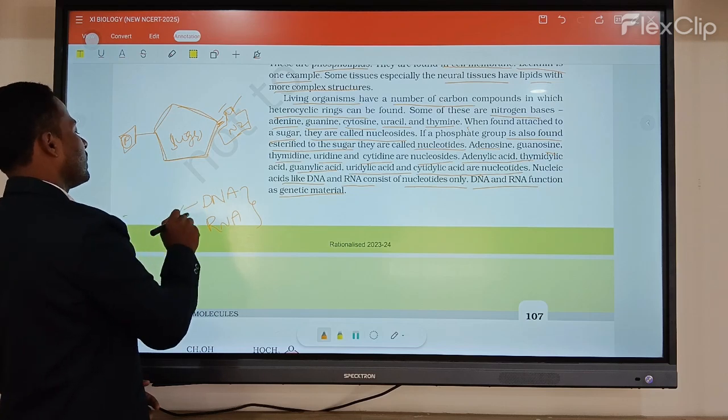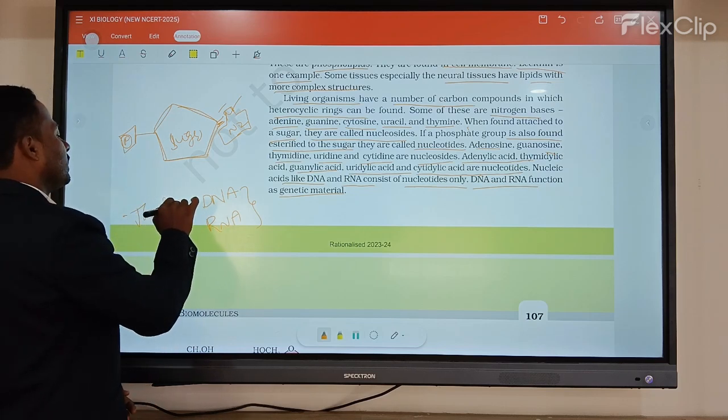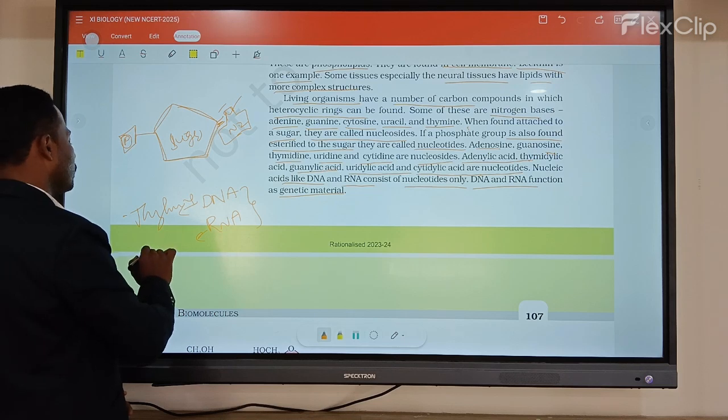Now, DNA consists of what? It has thymine. And RNA consists of what? In RNA, uracil is present.